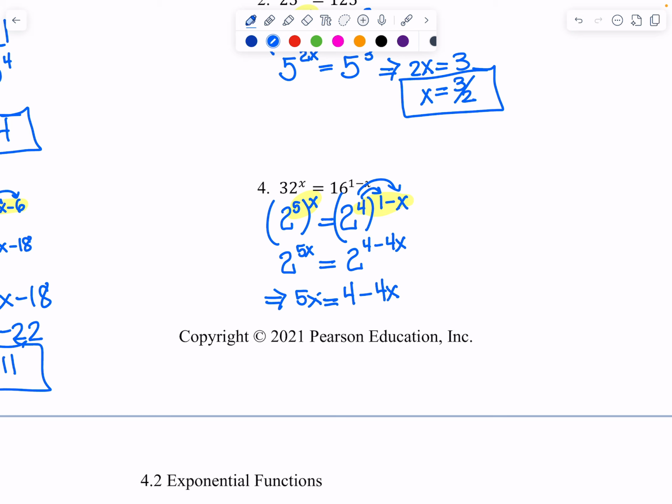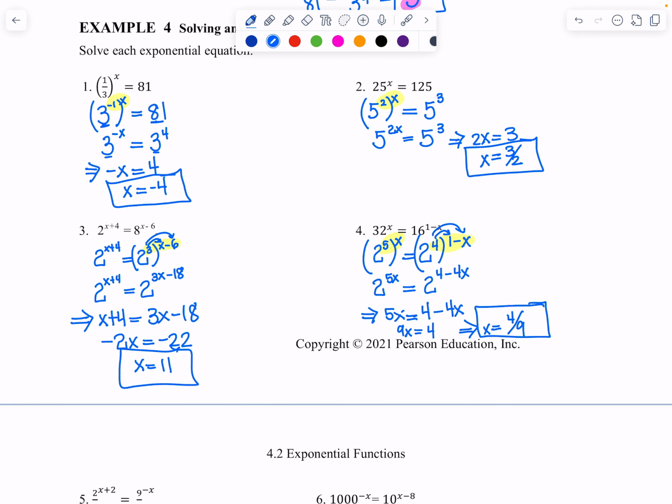Now let's solve this. I'm going to add 4x over. I get 9x equals 4. When I solve this, I get x equals 4/9. Hope you all understand these 4.